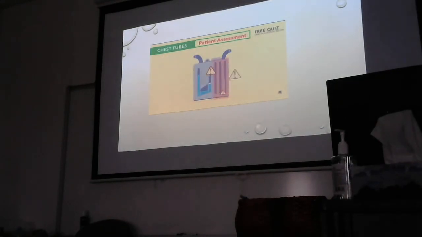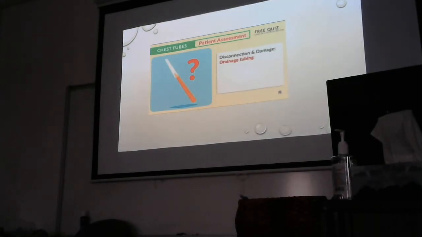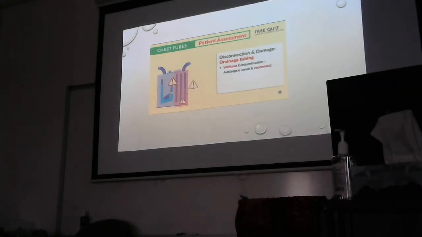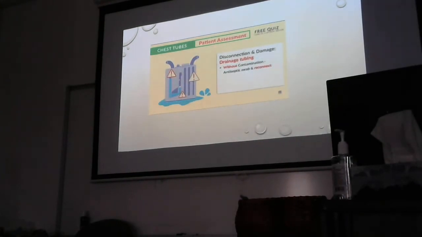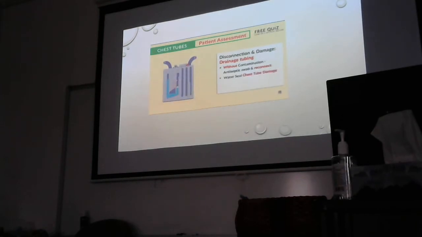Now, if the chest tube gets disconnected from the collection chamber itself, well, we have 2 options. For disconnection or damage to the drainage tube, if it's without contamination, then we use an aseptic swab and simply reconnect it. Now, if there's damage to the water seal itself, resulting in draining all the water out of the seal, then we must place the distal end into sterile saline or sterile water. So once again, write down the key words. If the water seal chest tube is damaged, we place the distal end into sterile saline.